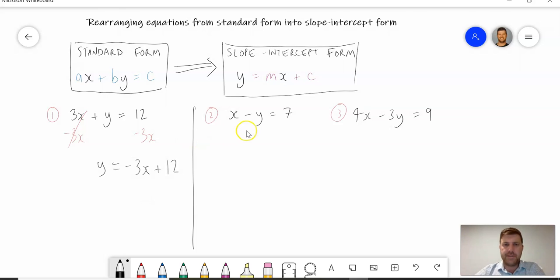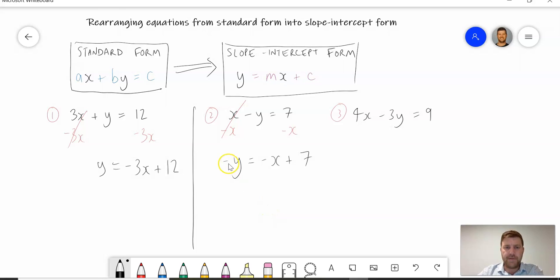Second example is x take y equals 7. Again, I'm going to bring over, or I guess get rid of that x from the left-hand side, and yes, bring it over to the right-hand side. It is a positive x over here at the moment, so I'm going to subtract x from the left-hand side of the equation, which means I also need to subtract x from the right-hand side of the equation. I'm then left with minus y equals minus x plus 7. That's a positive 7 up there.